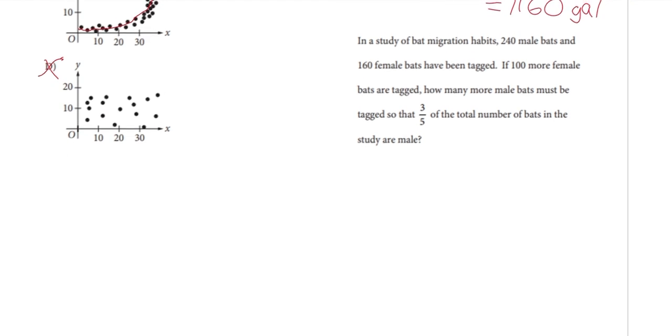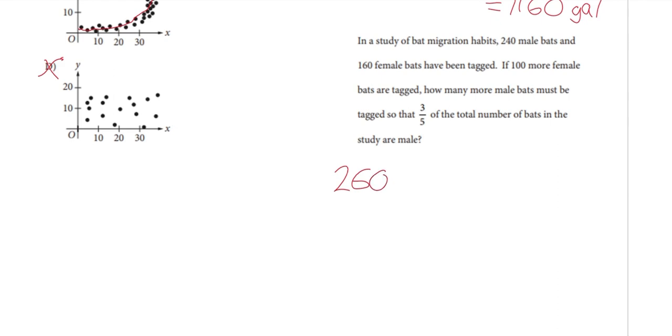For the next question, it says, in a study of bat migration habits, 240 male bats and 160 female bats have been tagged. If 100 more female bats were tagged, how many more male bats must be tagged so that 3/5 of the total number of bats in the study are male? So we start off with 160 female bats, and then they tagged 100 more. So at this point, there's 260 female bats.